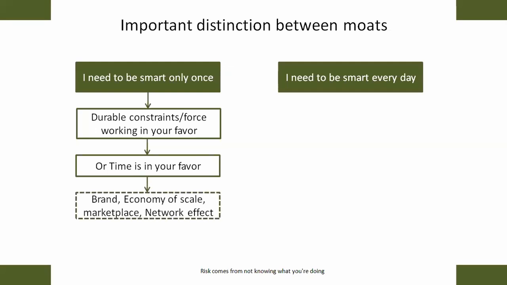For example, a great brand, it takes decades to build it. Economy of scale, right? Once you have achieved it, you can sustain it, and other competitors cannot achieve it easily. Or marketplace, which is more like a monopoly. Network effect, same thing. So here, once you have achieved a moat, it is more durable.